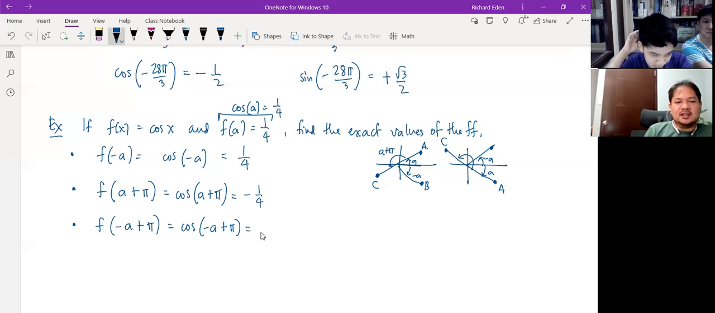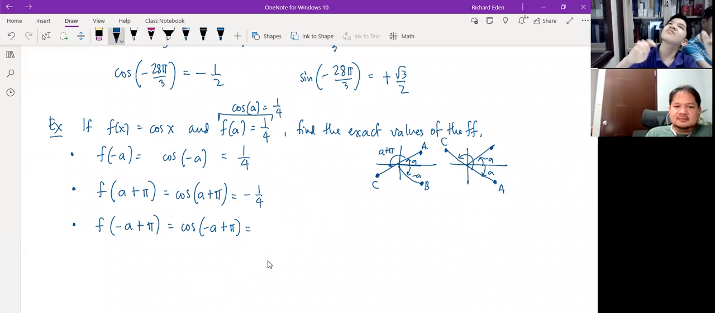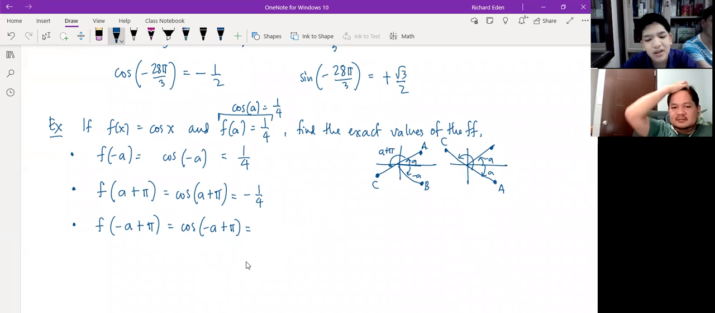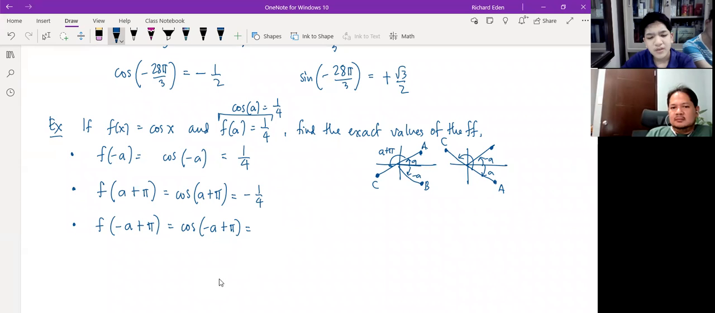So wait, what's your answer here? Is it 1/4 or negative 1/4? Because it's negative a still, so a is still in the first or fourth, and it will become second or third. Third will just go to the first, and second will just go to the fourth quadrant. So effectively, it will flip it back from negative 1/4 to 1/4 again. So, is your answer positive or negative 1/4? Positive.